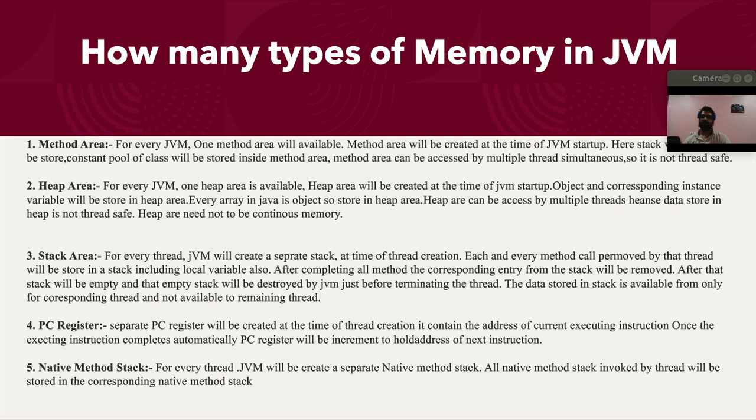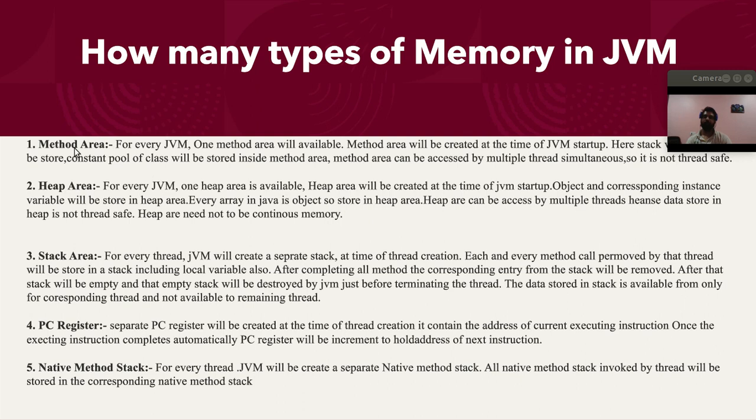The next question was how many types of memory are there in the JVM. So here you have to discuss the memory. We are going to discuss in depth the memories and also what is stored in those memories. Basically, the JVM has five types of memory. First is the method area, second is the heap area, third is the stack area, fourth is the PC register, and fifth is the native method stack. This is one of the important questions which come up in core Java interviews.